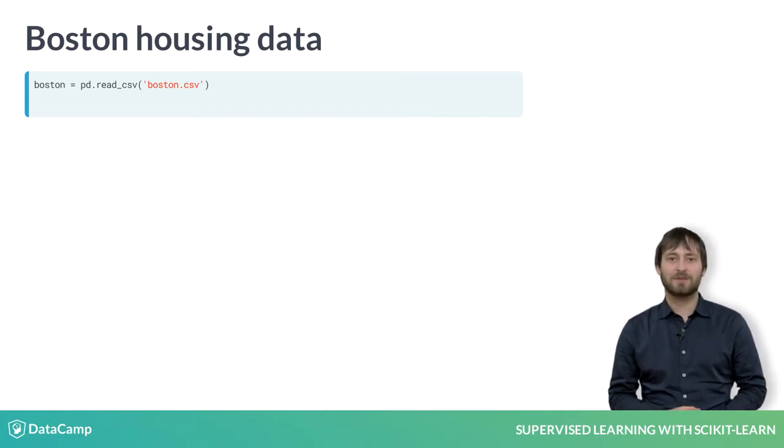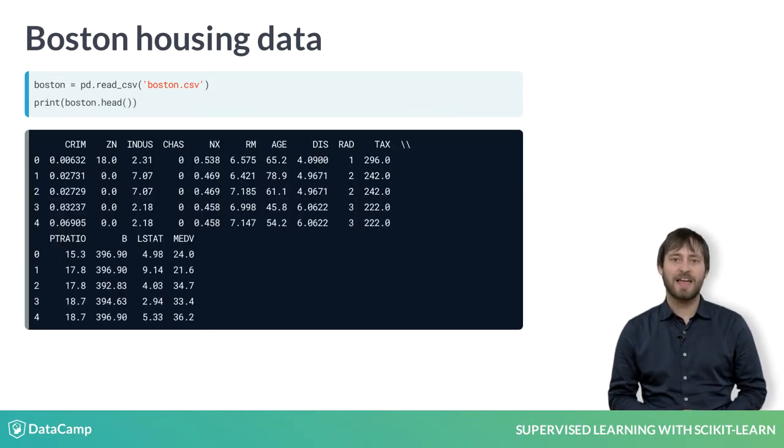First, we load it from a comma-separated values file, also known as a CSV file, using Pandas' read_csv function. See the DataCamp course on importing data for more information on file formats and loading your data. Note that you can also load this data from scikit-learn's built-in datasets. We then view the head of the data frame using the head method.